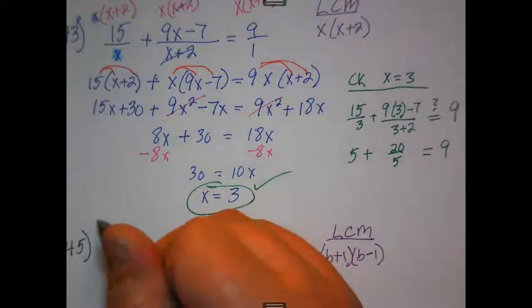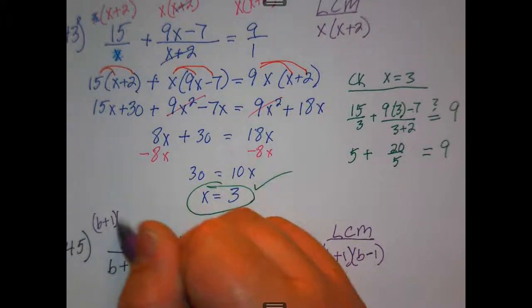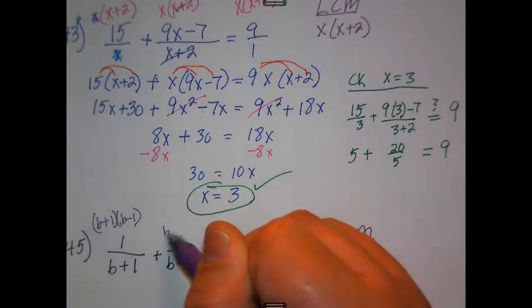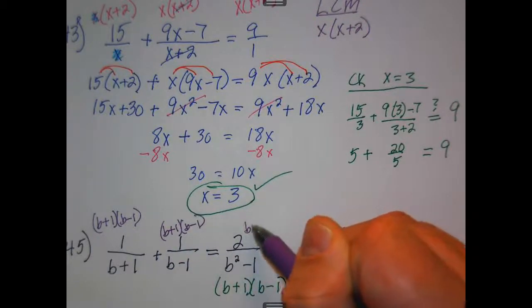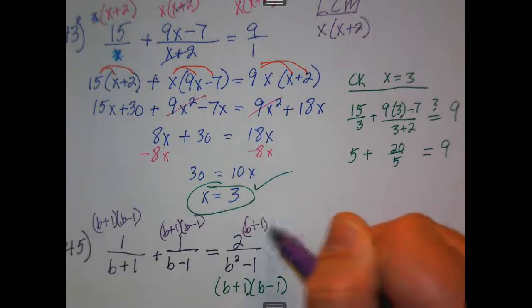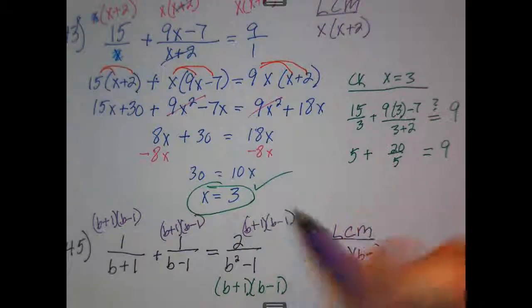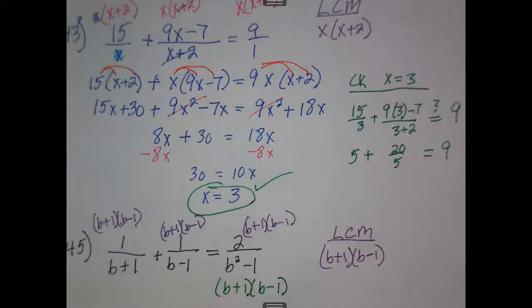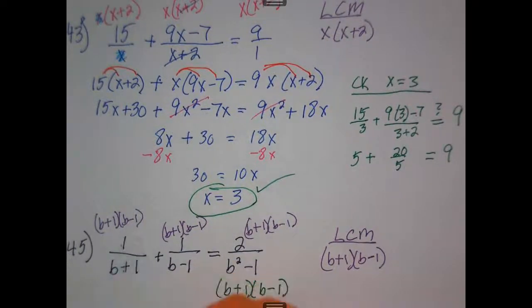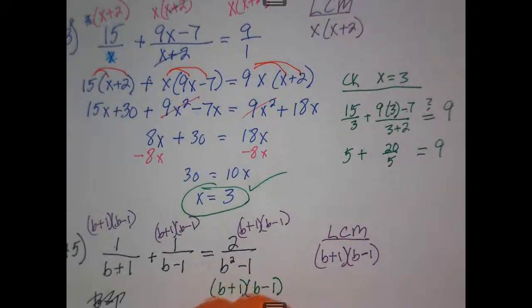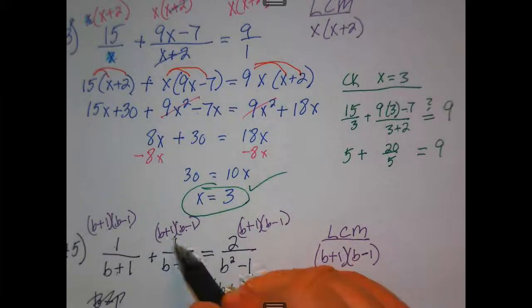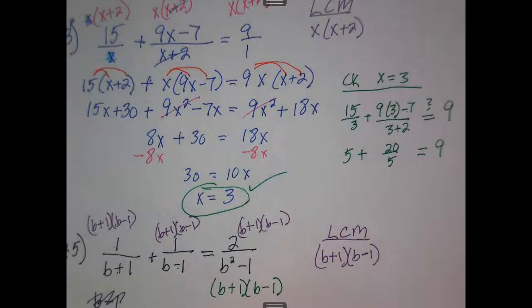I'm going to multiply every fraction by b plus 1, b minus 1. Okay, my b plus 1 cancel out, so I'm going to have 1 times b minus 1, which is just b minus 1. Well, I'll put it down here. Plus, this time my b minus 1 cancels, so I got 1 times b plus 1. All of these cancel, so I get 2.